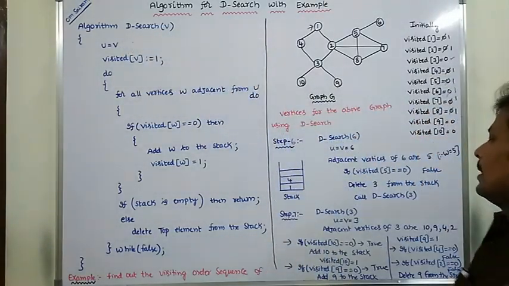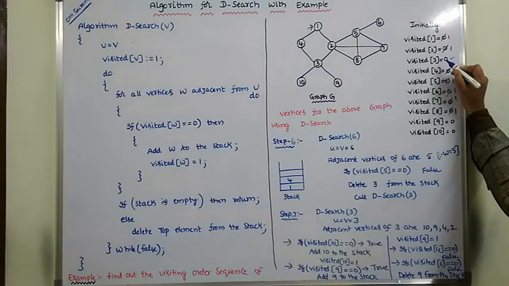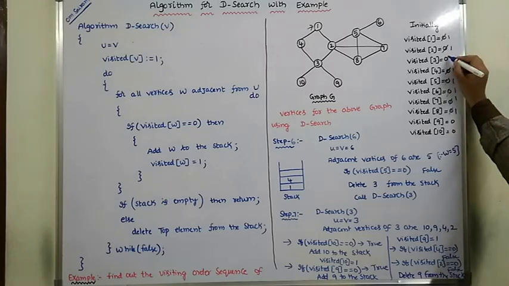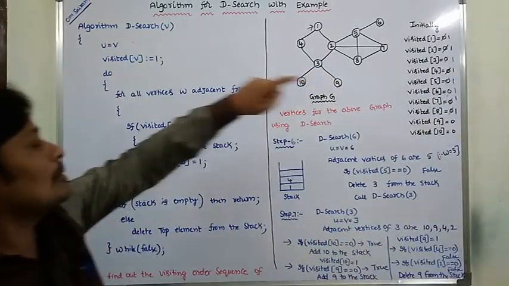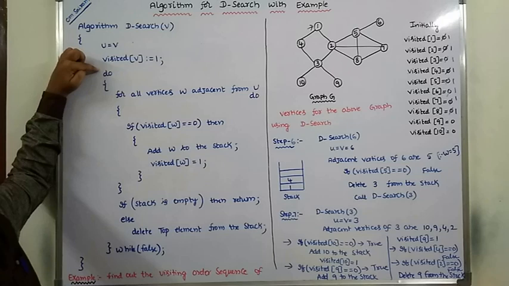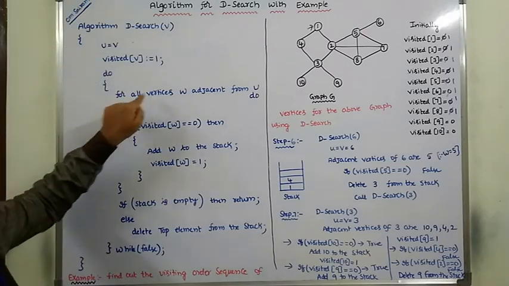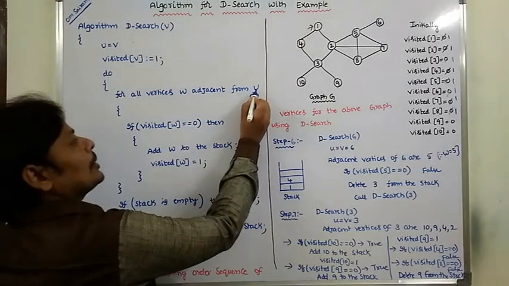Okay. Next, visited of 3 is equal to 1. Yes, visited of 3 is equal to 1. Previously visited of 3 is equal to 0. Now visited of 3 is equal to 1. Next, do brace begin for all vertices w adjacent from u. U is equal to 3.